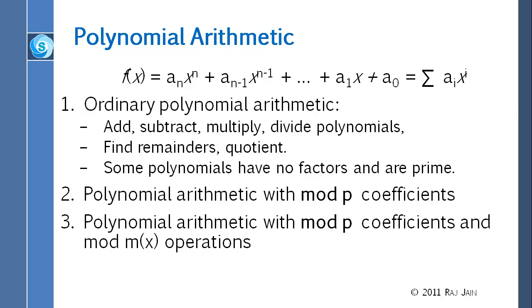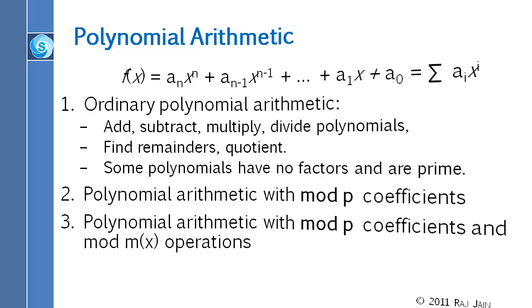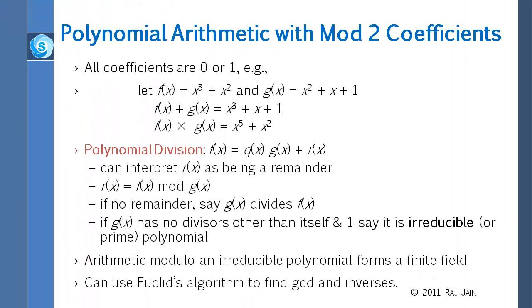Mod p coefficient means they probably don't teach you how to do mod 8 or mod 7 or mod 3 or 2 polynomials. And that we will teach you here. The next step would be to teach you mod p coefficient but mod m(x) operation. So the coefficient will be mod, say for example 8, so the coefficient would be from 0 to 7, but really the whole polynomial thing we do with mod m(x), with some other polynomial. So let's do mod 2 coefficients.